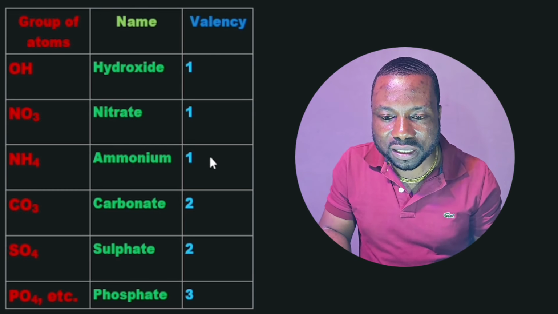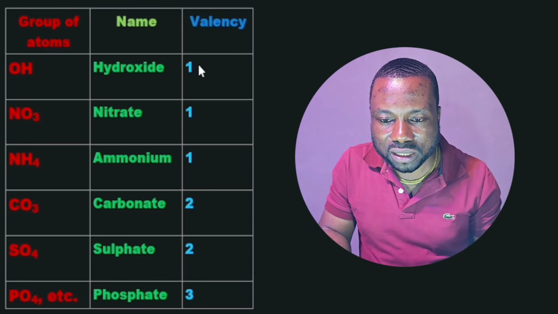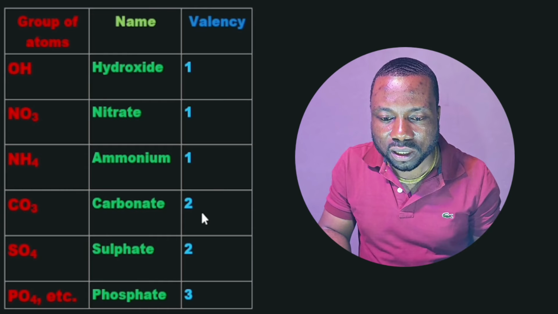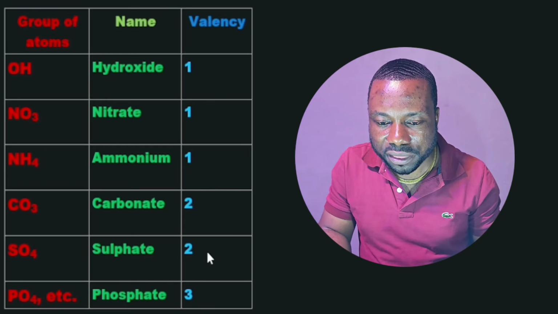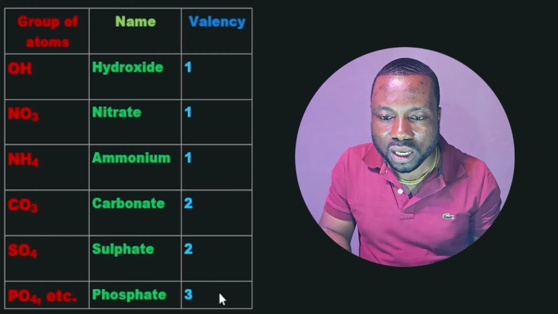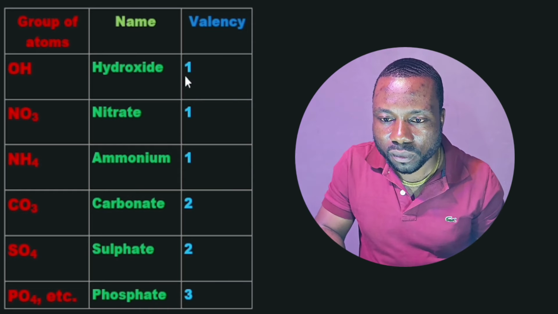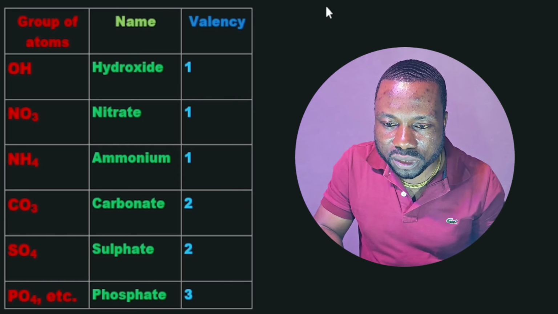Now, what are their valencies? We have 1 for hydroxide. We also have 1 for nitrate, 1 for ammonium, 2 for carbonate, 2 for sulfate, and 3 for phosphate. If you cannot easily remember these valencies, you can do that using a simple trick.